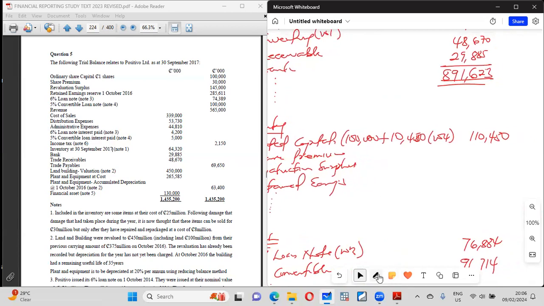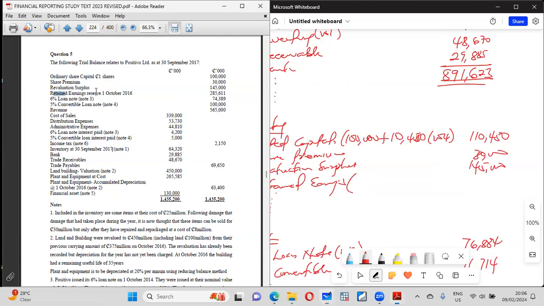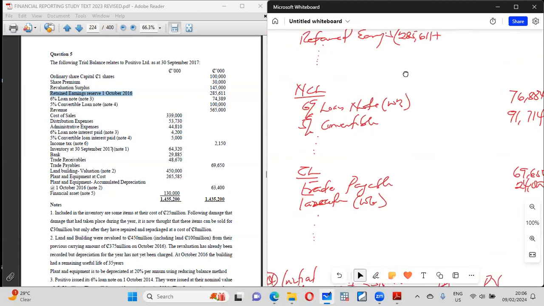Nothing affected our share premium. We can copy share premium 30,000. Revaluation surplus 145,000. Retained earnings, we are yet to do that year's own. So here is 1,285,611, plus the one that we are about to conclude. I think that is the only thing left.